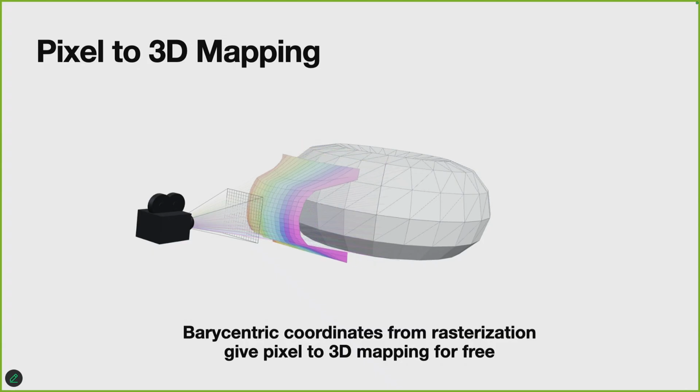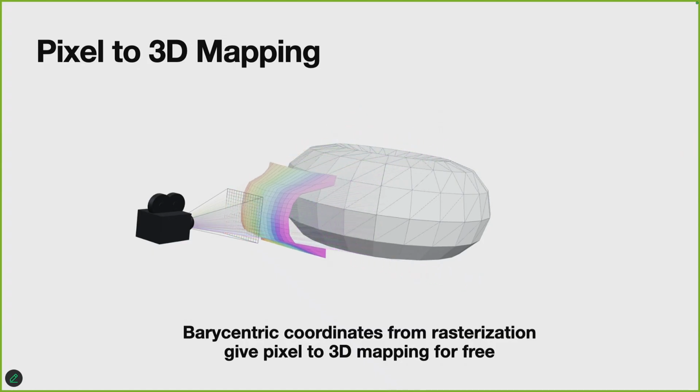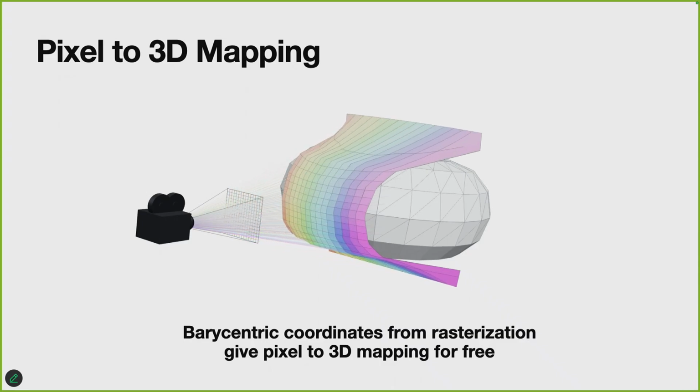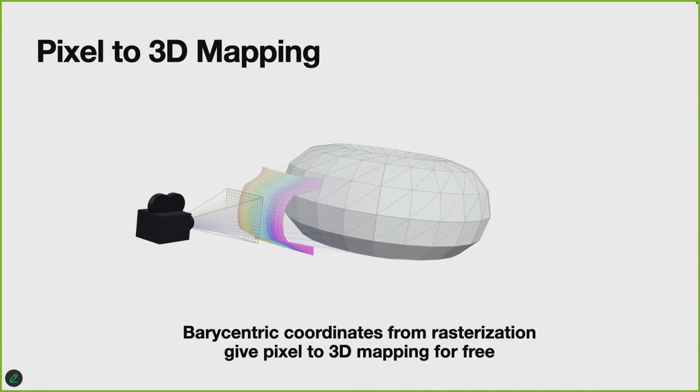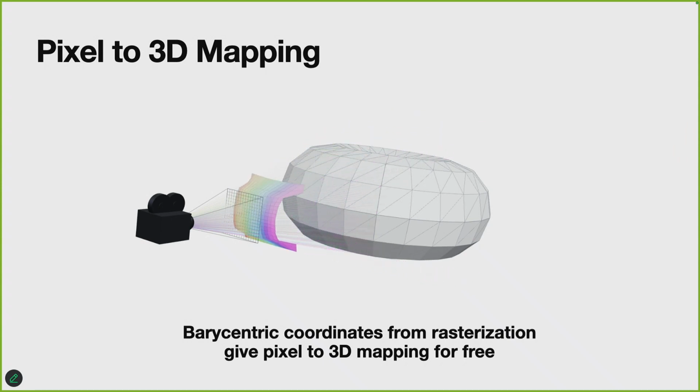Just to reiterate this point and also show off this visualization, we get this mapping for free. There is literally nothing that we need to do after rendering the shape, right? We get those barycentric coordinates, and we could just immediately map back pixel values onto the shape.